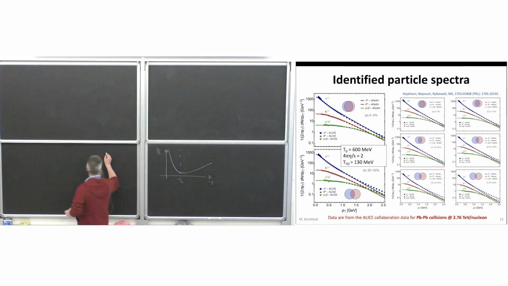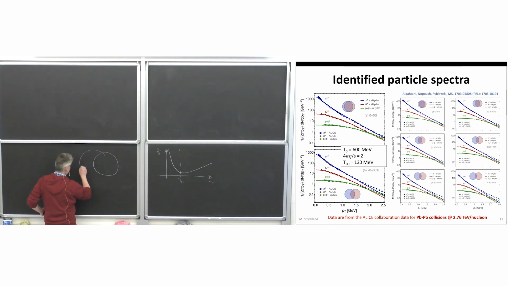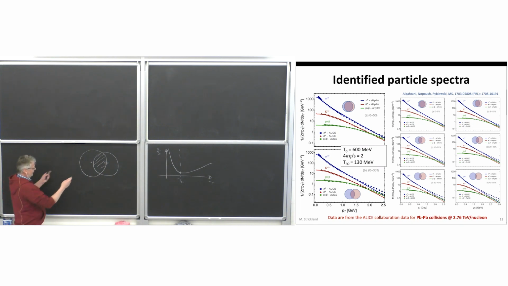So I have nucleus A, and it's going to collide with nucleus B, and they don't have to be the same size. And then there's some overlap region. So this one was going into the board and this one was coming out of the board. A central collision is when their two centers exactly overlap, and as I separate them apart, this is called the impact parameter. Eventually they don't collide at all.